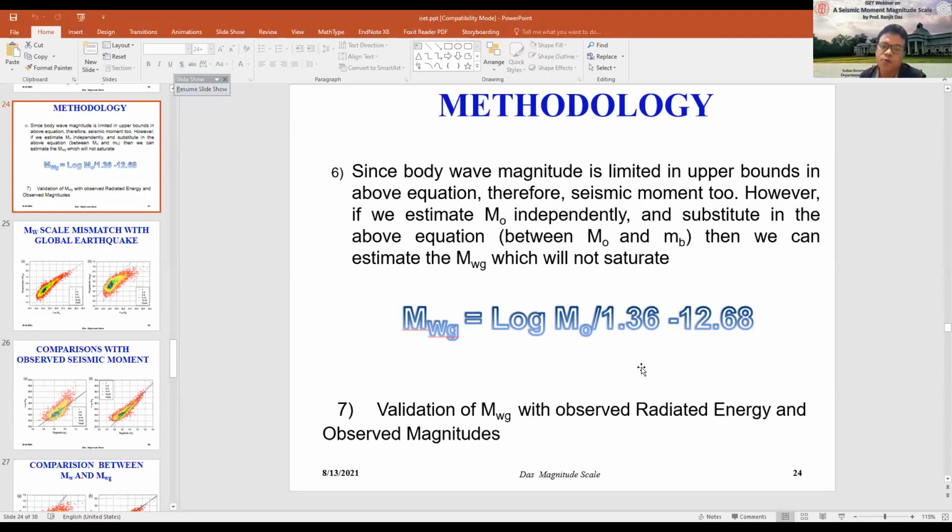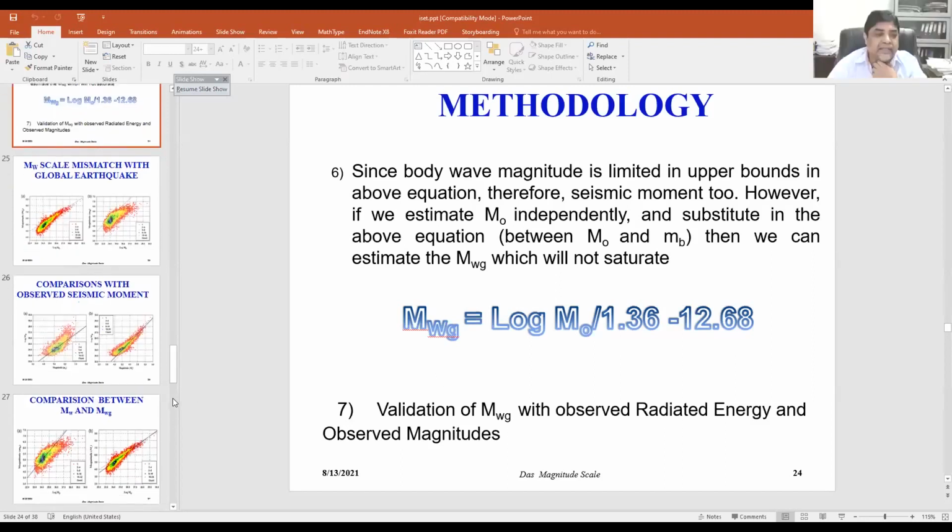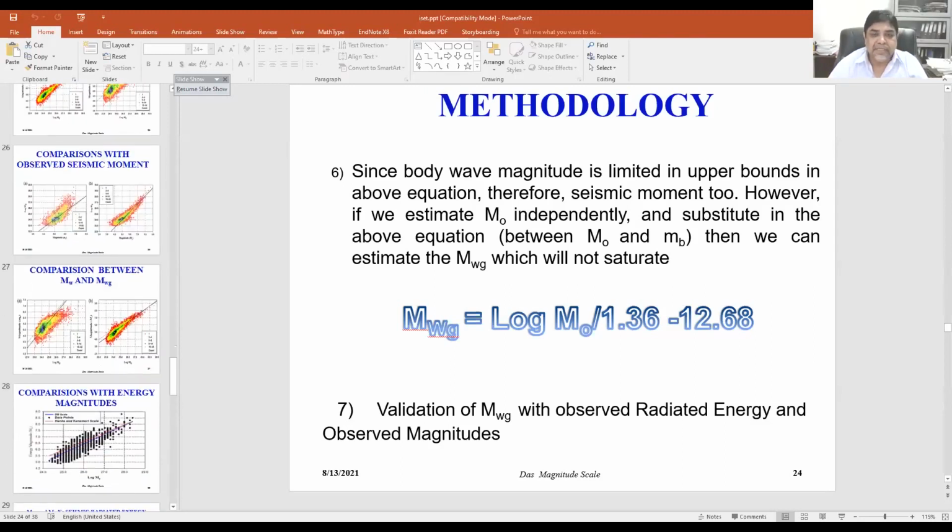But here, if you put increasing values of moment, it will not stop, it will improve. Yeah, that was seen when a magnitude of 9.1 gave MWG as 9.2. That's the best example to show that it is not changing. So if there are any other questions, we can take them up.